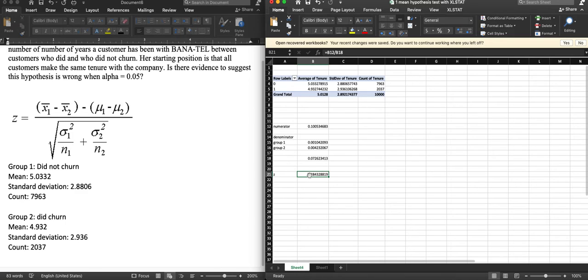So for a test like this, the critical value of z is 1.96. Is this bigger than 1.96? It is not. So we will fail to reject the null hypothesis that they're different. We'll say there's not evidence to suggest that there is a difference in tenure between the two groups.